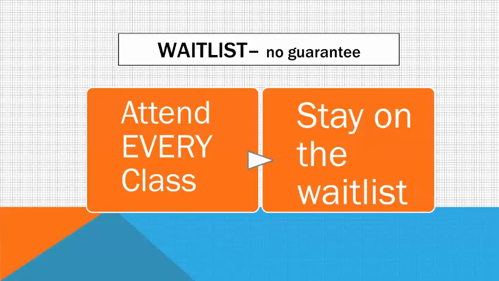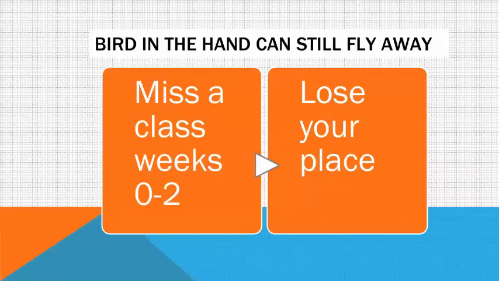Here's the short version. If you waitlist, there is no guarantee, even if you attend every class and you can stay on the waitlist. We can't let you in unless somebody else withdraws or drops the course. A bird in the hand can still fly away. In other words, you might be number 1 on the waitlist, and if you miss one of the classes during weeks 0 to 2, you will lose your place.